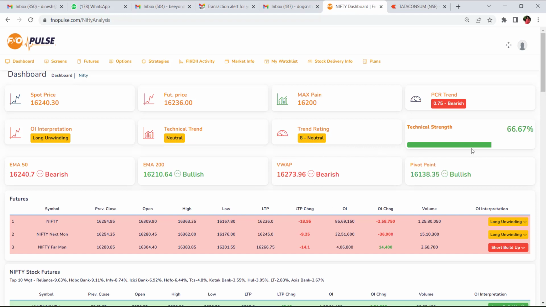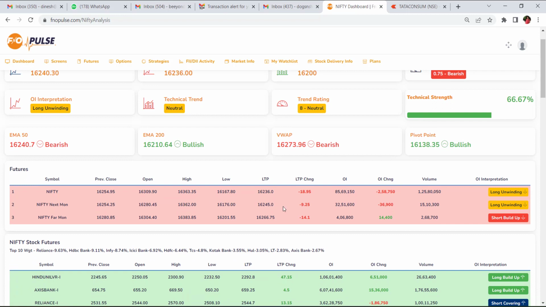The technical strength, if it is above 80%, you can go for buying. Since it was performing downside from the afternoon, it reduced to less than 80 percent. Here you can see the Nifty futures. That means this is May month, this is June month, this is July month's Nifty futures.